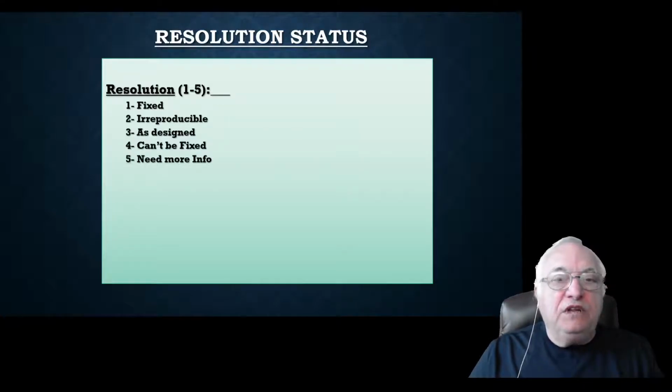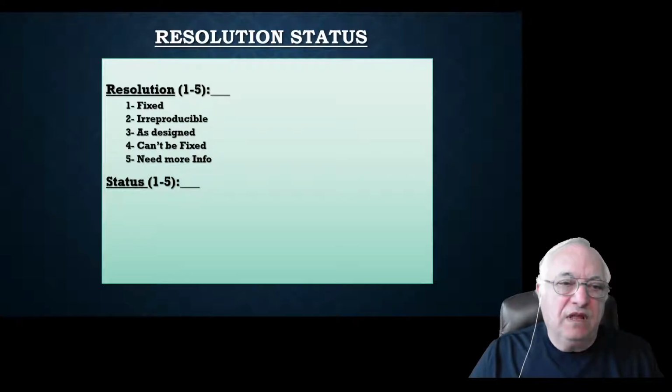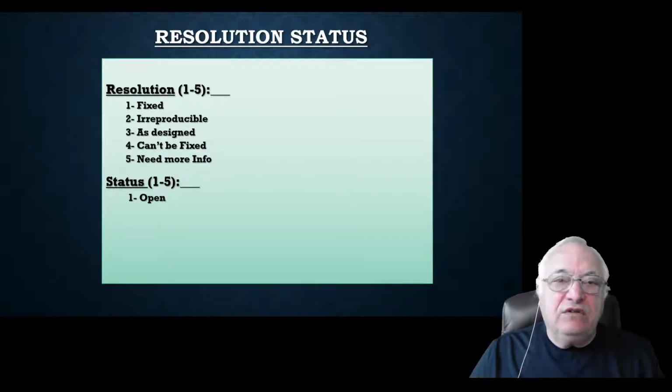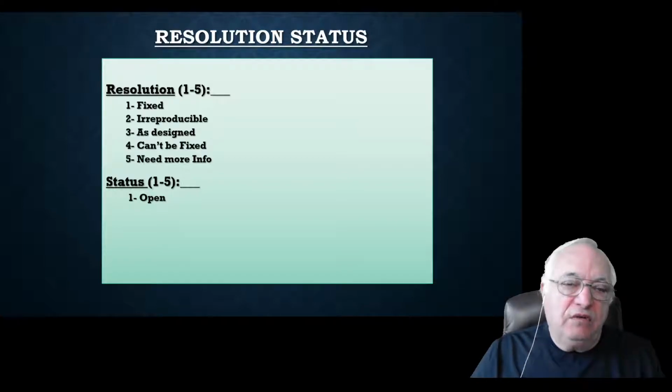Fifth would be need more information. So you provided a PR, and they did what you suggested, but it's not clear. Well, it's actually not clear how to reproduce the problem report. And now we go to status. So I put 1 through 5 status. 1 is open. And now the status on my next chart, I'm going to explain how that works.